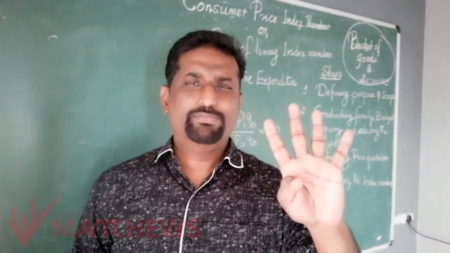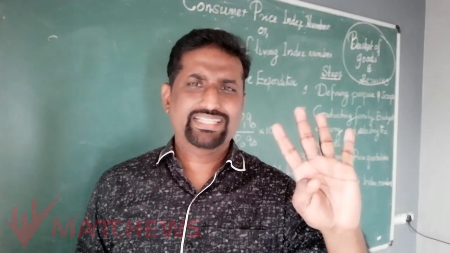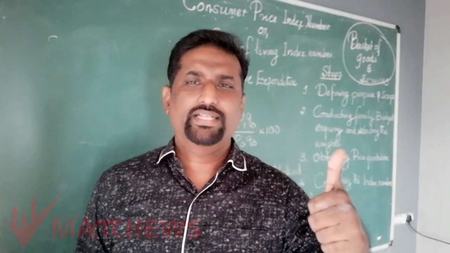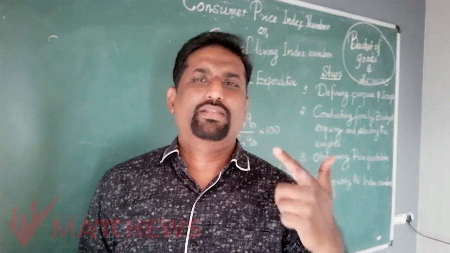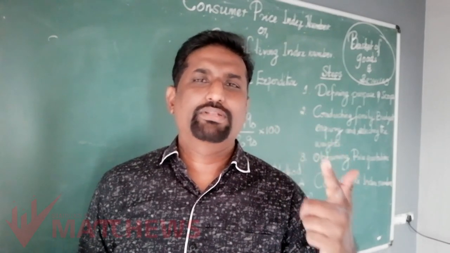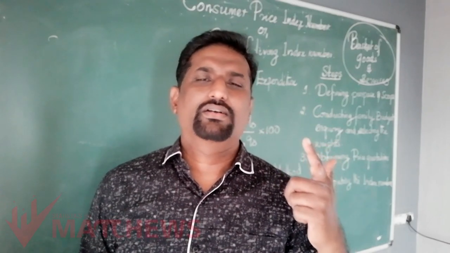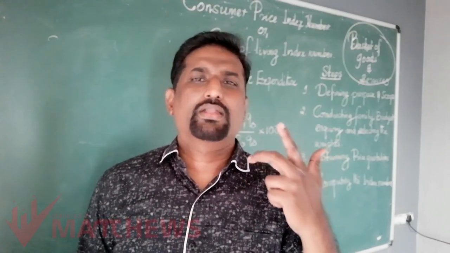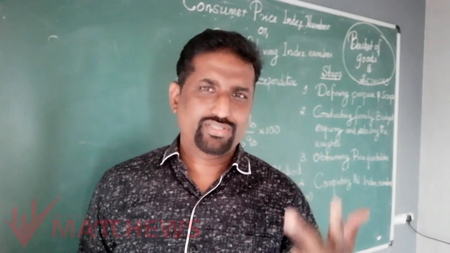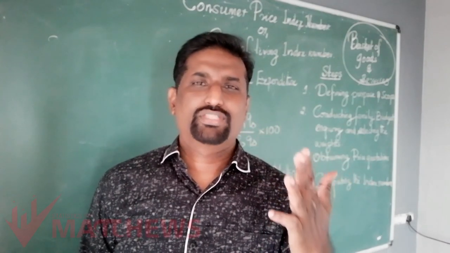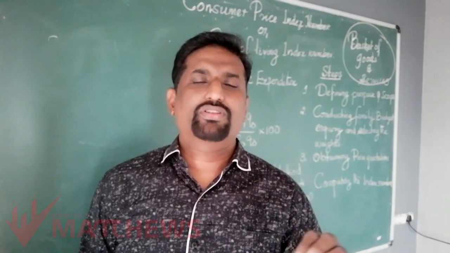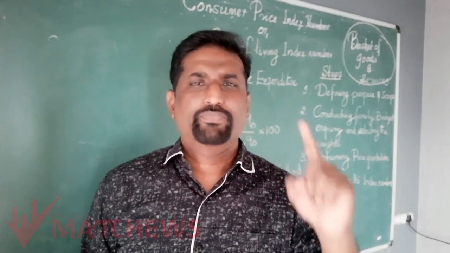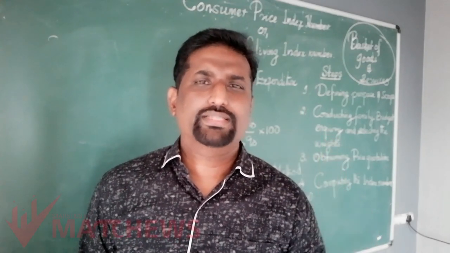So there are four steps in the construction of consumer price index numbers. Number one is defining the purpose and the scope. Number two is conducting family budget inquiry and assigning a proper system of weights. Number three is obtaining price quotations. And number four is computing an index number. In computation of the index number, two methods are applied: number one is the aggregative expenditure method, and number two is the family budget method.